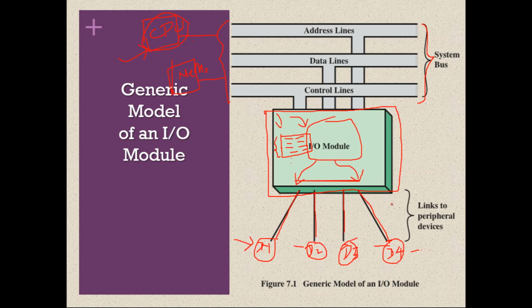Now if something is to be transferred from the IO device to the CPU, and there is no IO module, the device will transfer data at a faster rate and the CPU may not be able to receive at that rate. Then also you need an IO module to buffer, right? So these are the different reasons why we need an IO module.